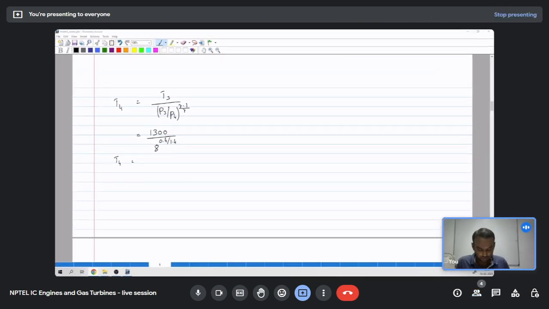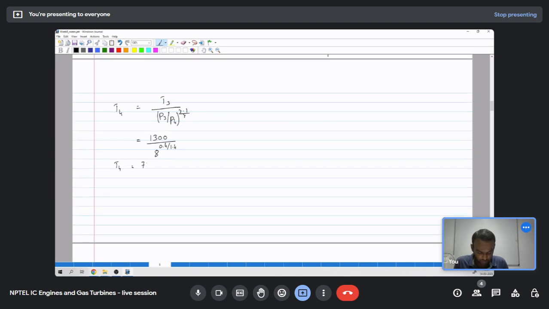Okay, so we have T4 as 717.6 Kelvin. Now we know the temperatures T3 and T4, and with that we can calculate the turbine work. Turbine work is enthalpy at 3 minus enthalpy at 4, which is Cp times (T3 minus T4). Cp is 1.005, T3 is 1300 Kelvin, and T4 is 717.6 Kelvin. So we will have the turbine work.